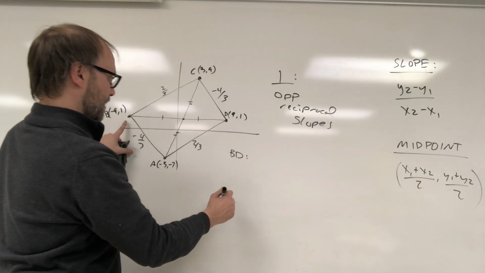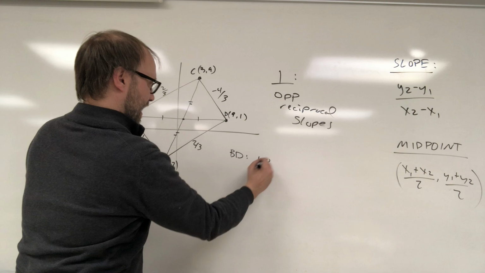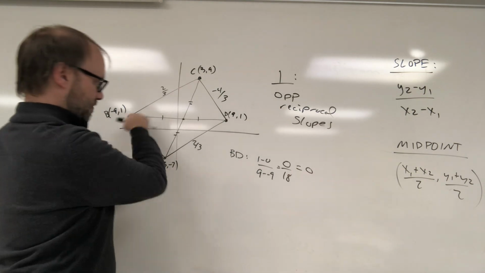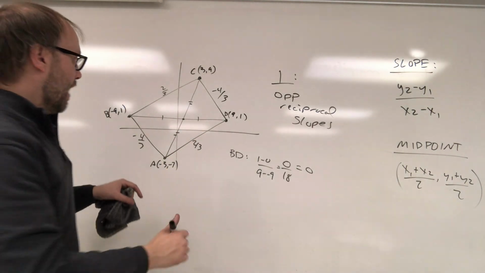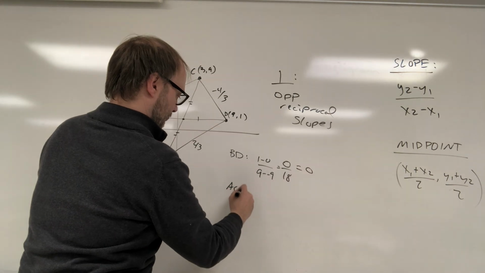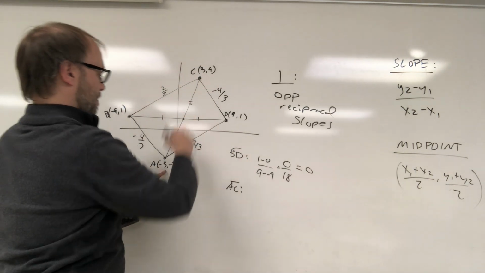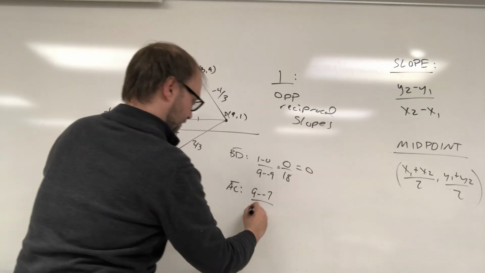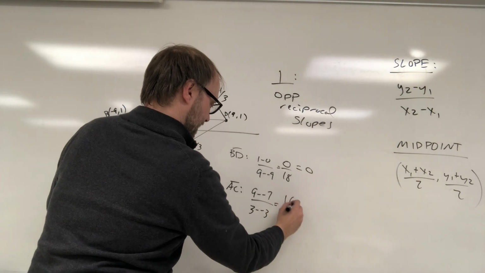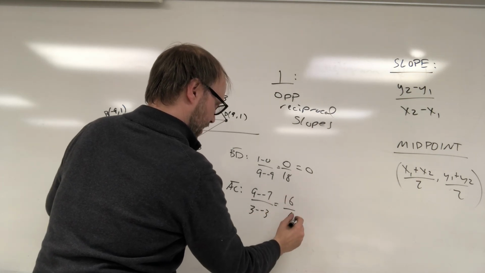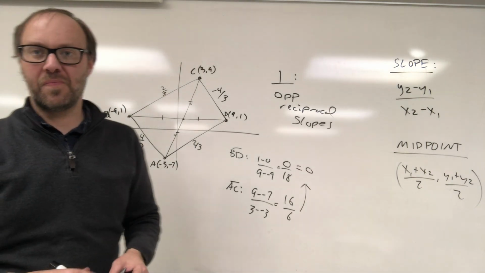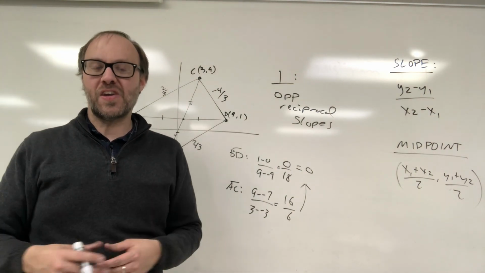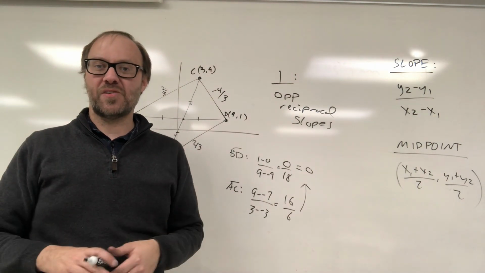BD's slope is going to be real simple. It's 1 minus 1 over 9 minus -9. That's going to be 0. It's perfectly horizontal, if you didn't notice that. The slope of AC is 9 minus -7 on top, and on the bottom, it's going to be 3 minus -3. And that's going to be 16/6, which is not the opposite reciprocal of 0. So the diagonals are not perpendicular, meaning it's not a rhombus. Again, we've got 2 pairs of opposite sides parallel, so it is a parallelogram.